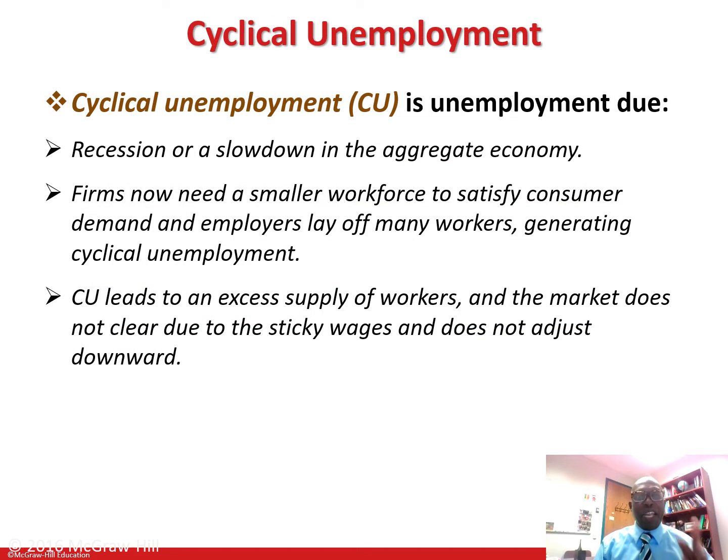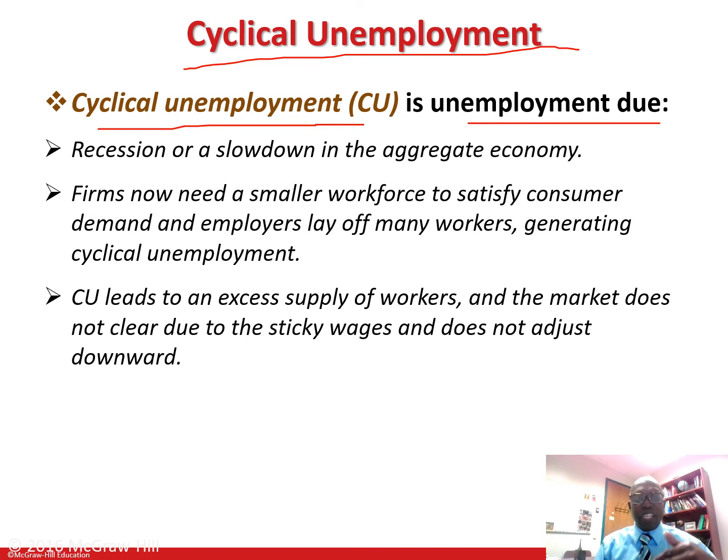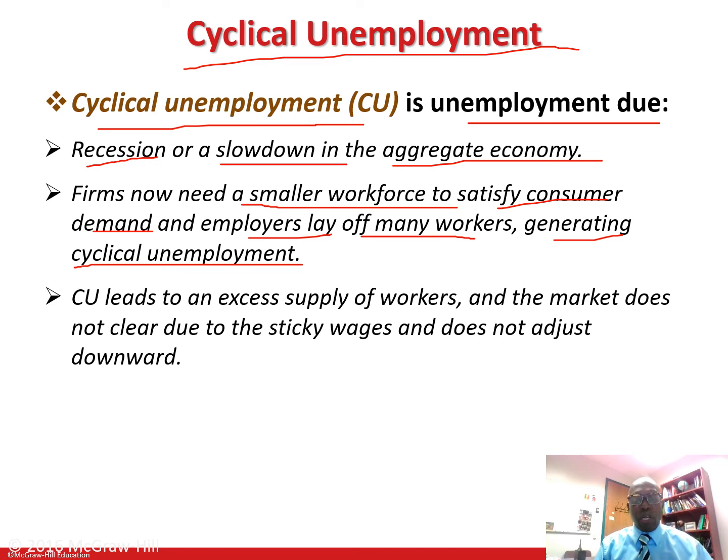The third and final type of unemployment is called cyclical unemployment. What is cyclical unemployment? Cyclical unemployment is unemployment due to a recession or a slowdown in the aggregate economy. Firms now need a smaller workforce to satisfy consumer demand, and employers lay off many workers, generating cyclical unemployment. Cyclical unemployment leads to an excess supply of workers, and the market does not clear.